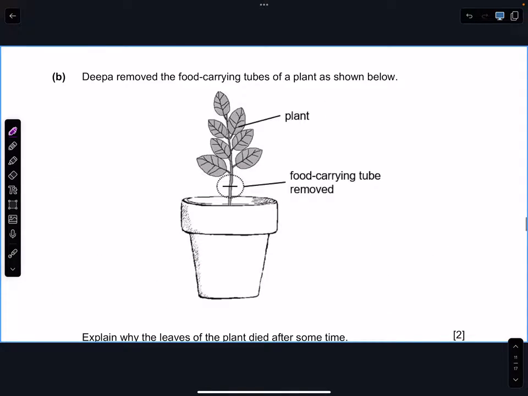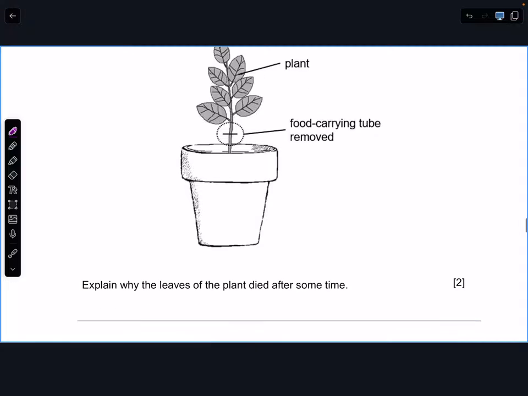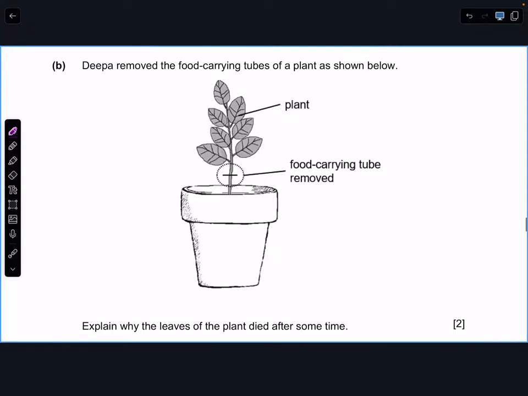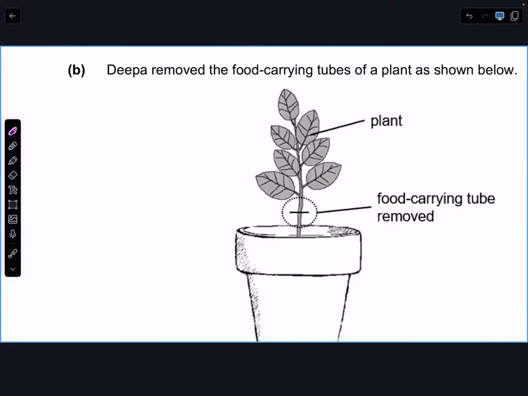Okay. Deepa removes the food carrying tubes of a plant as shown. Explain why the leaves die after some time. Now, there are many variations of this type of question. This is a star question. Don't say I never say. So there are many variations of this question. What do I mean by that?